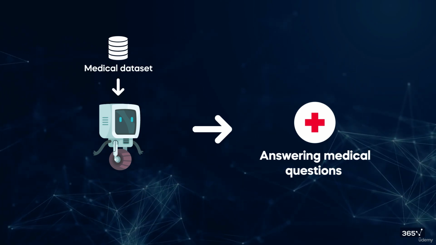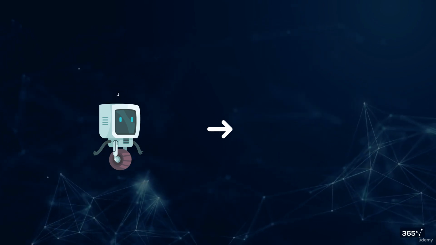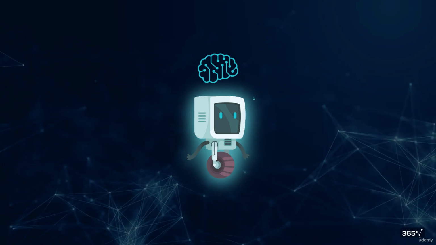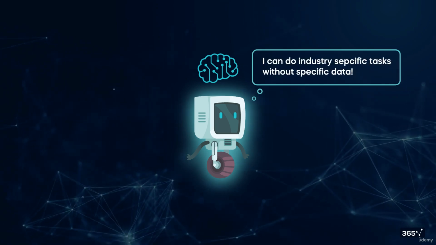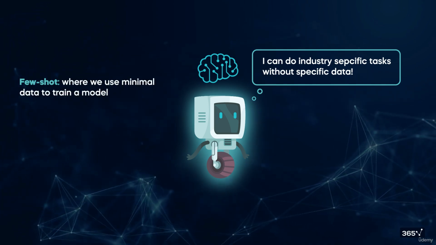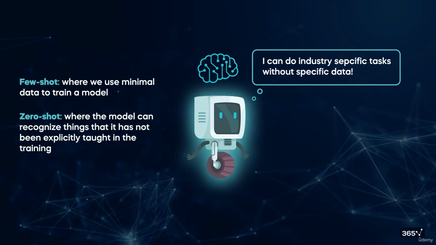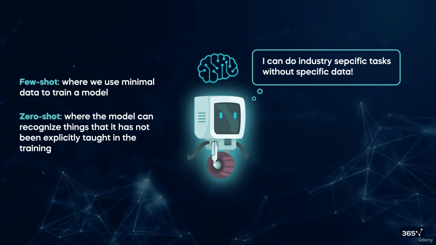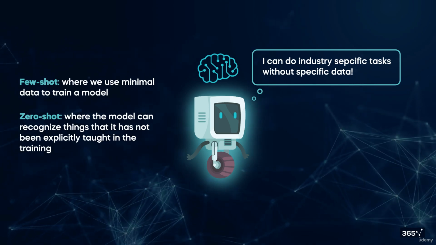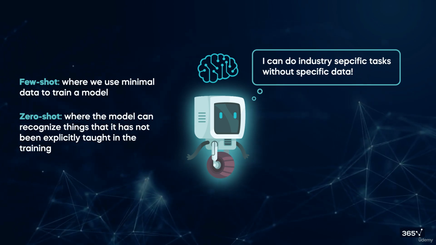You'll still kind of reference that very early stuff that you learn in school, but we're really specializing your skills now with this course. Because large language models have been pre-trained on such large amounts of data, they can often even do well on tasks without any additional industry-specific data. They can be used for what is known as few-shot or zero-shot scenarios. A few-shot scenario is where we use minimal data to train a model, and zero-shot is where the model can recognize things that it's not been explicitly taught in the training before. So in some cases, you're able to use an LLM straight out of the box without any additional data.